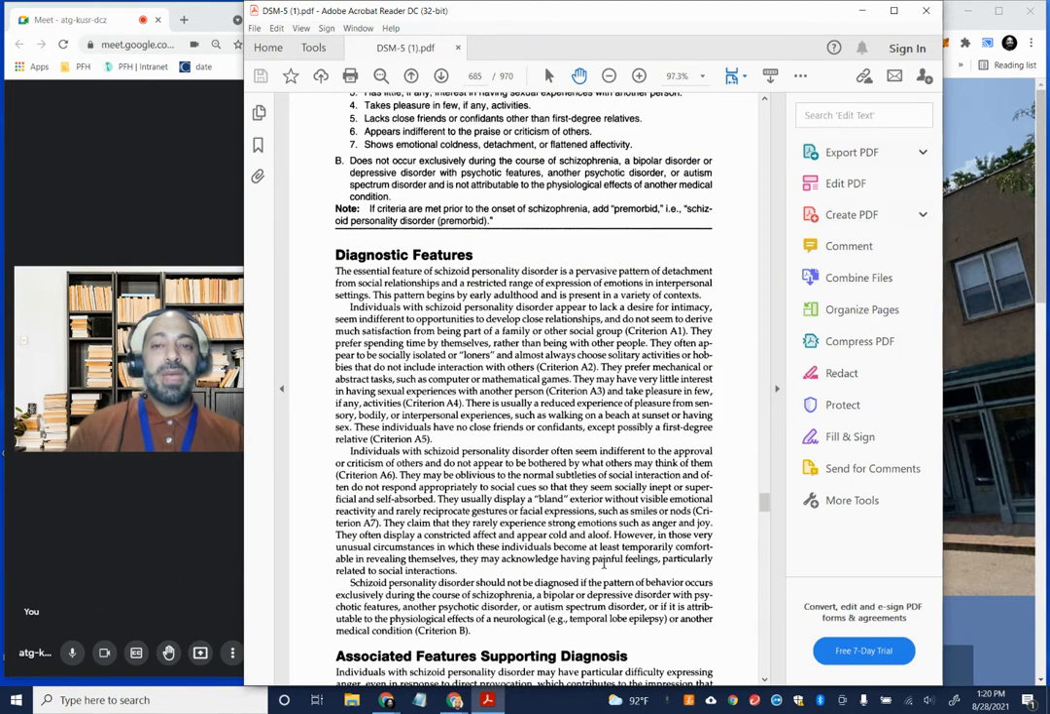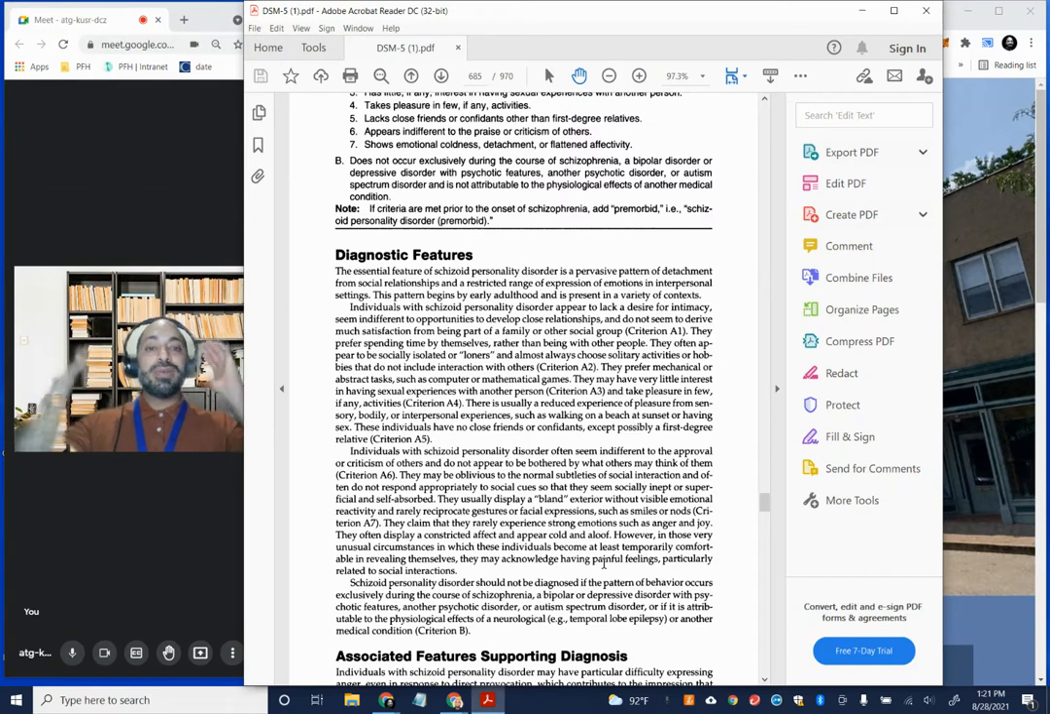They may be oblivious to the normal subtleties of social interaction and often do not respond appropriately to social cues, so that they seem socially inept or superficial or self absorbed. They usually display a bland exterior without visible emotional reactivity and rarely reciprocate gestures or facial expressions, such as smiles or nods. They claim that they rarely experience strong emotions, such as anger or joy.